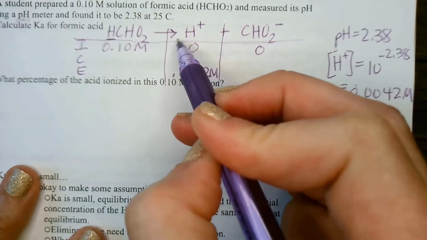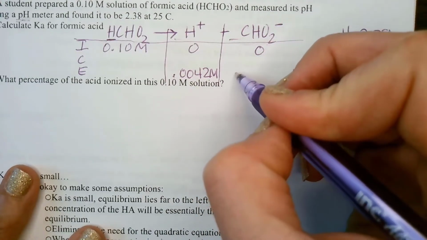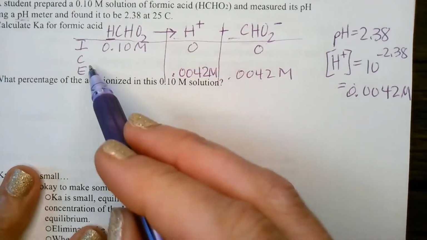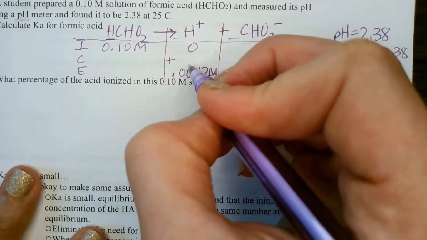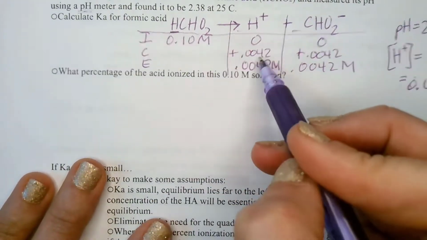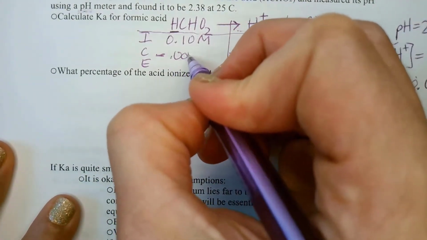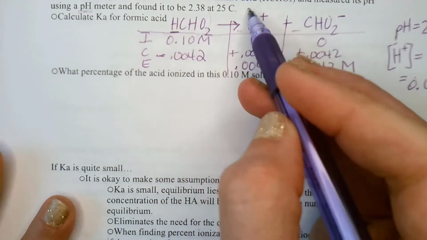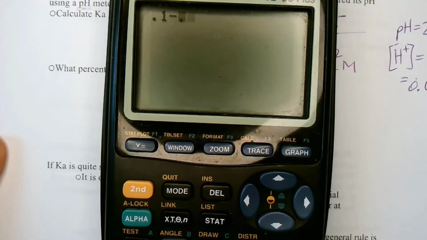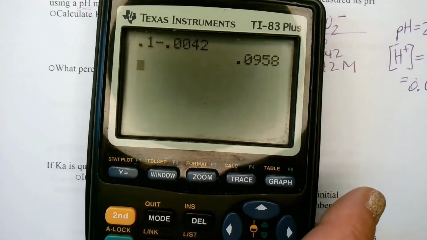Now, we know that we have a 1-to-1 ratio here. So I also have my anion here of 0.0042 M. We can also see that this change here was going from 0. We had to add 0.0042 plus 0.0042. And then we also can tell that since, again, a 1-to-1 ratio, we lost 0.0042 from my initial formic acid. So then we just need to subtract 0.1 minus 0.0042. So at equilibrium, my formic acid's concentration is 0.0958.